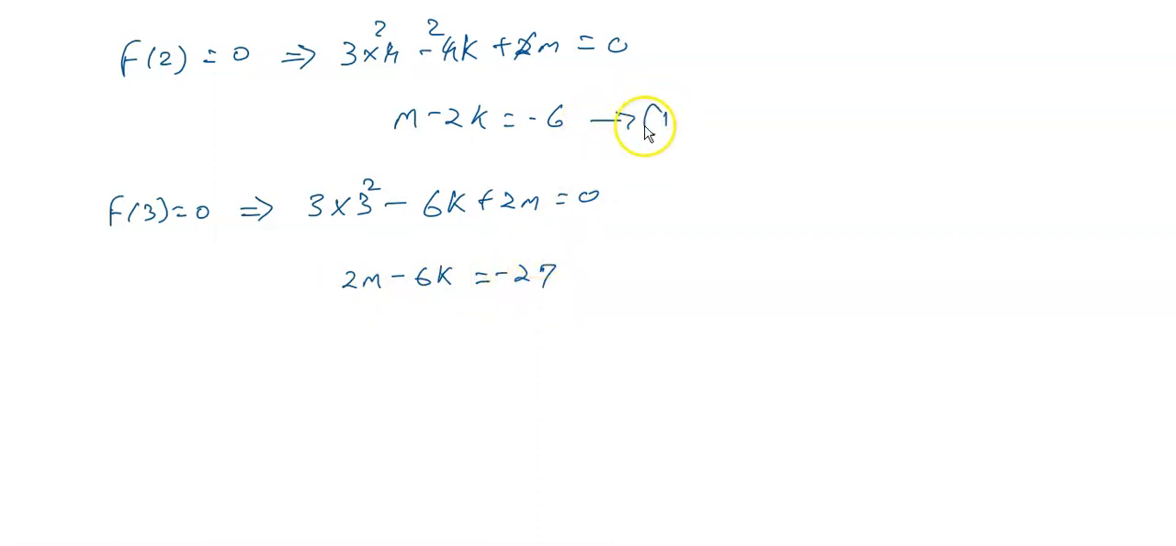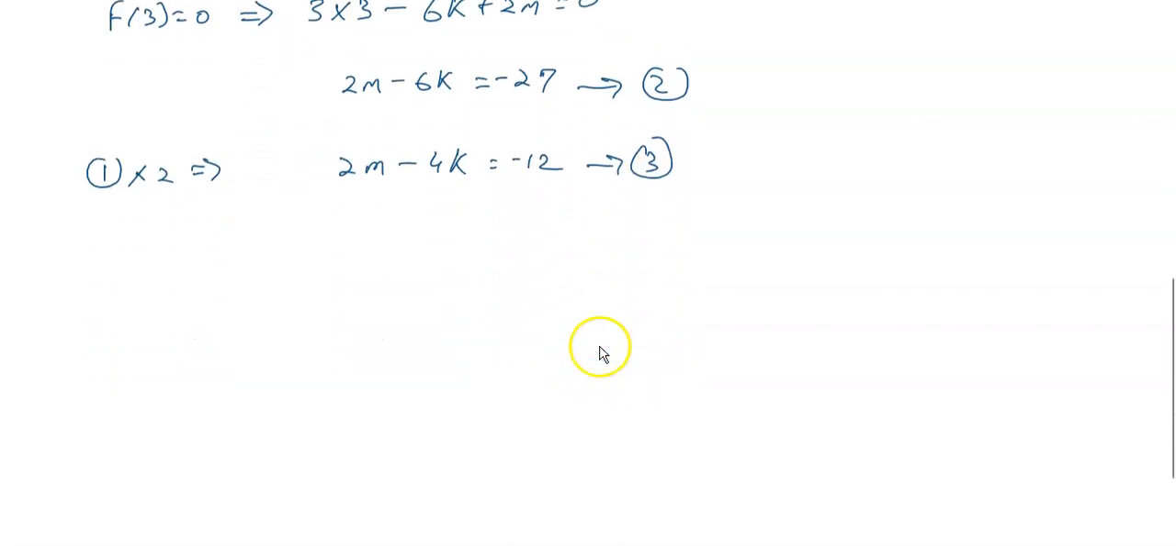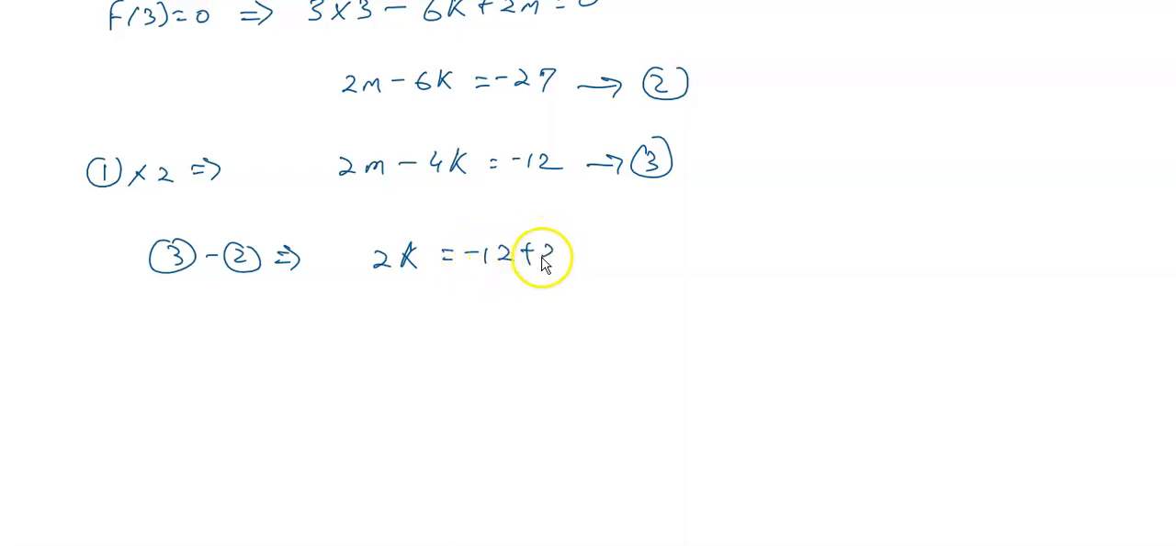तो इन दोनों equations को हमें solve करना है. So कैसे solve करेंगे? We can easily see that अगर हम equation 1 को 2 से multiply कर देंगे तो what do we get? 2m minus 4k is minus 12. Correct. Now let's say this is equation 3. तो अब 3 और 2 को subtract कर दो. So 3 minus 2 कर देते हैं. So this is minus 4k minus minus plus 6. This is 2k equal to minus 12 and plus 27.